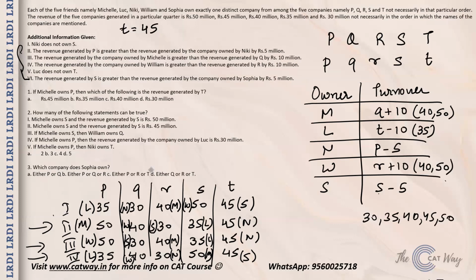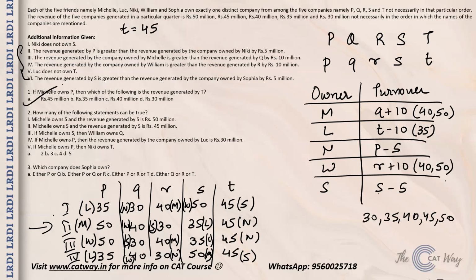Now let us move towards the questions. It says if Michelle owns P, so we are talking about case number 2, right? Then which of the following is the revenue generated by T? T ka revenue is always constant, that is 45 million. So option number A will be the right answer.